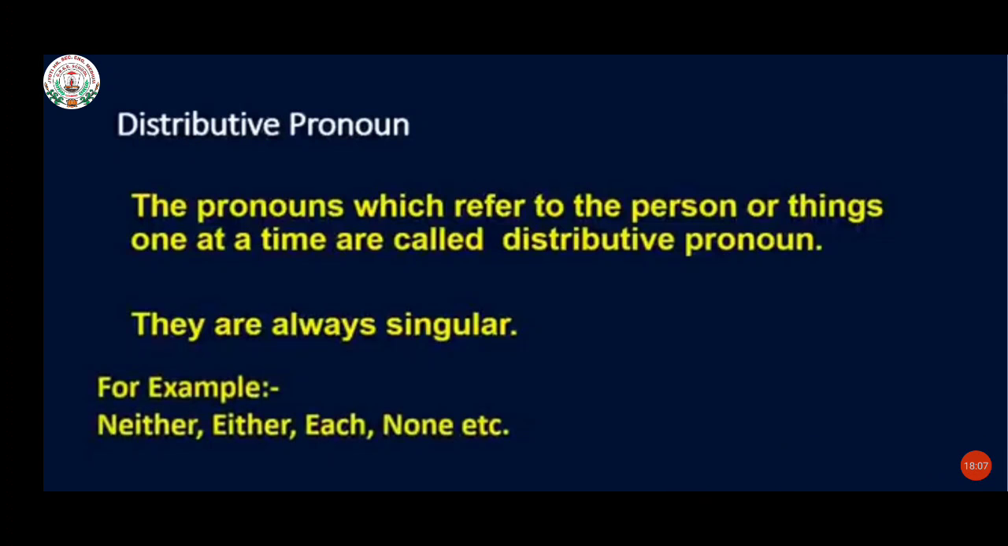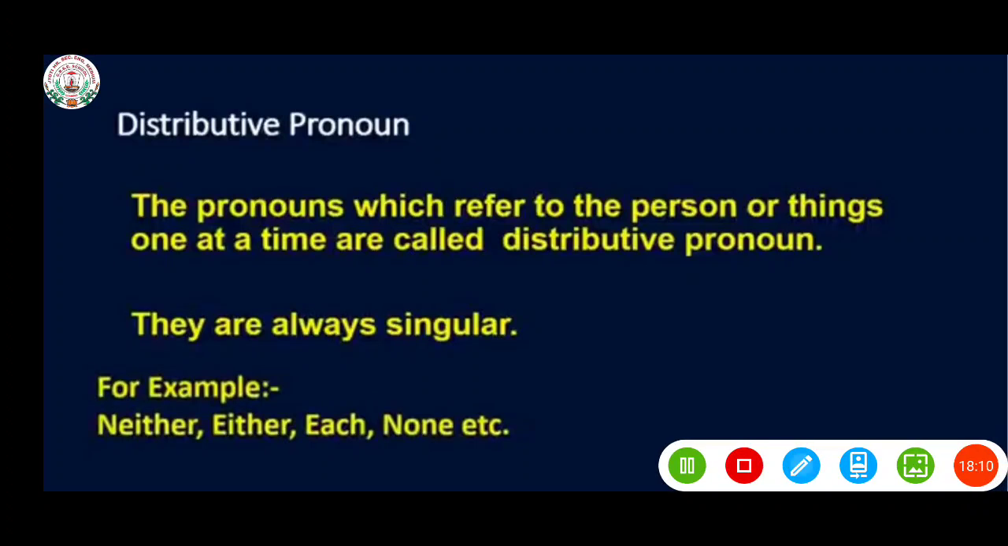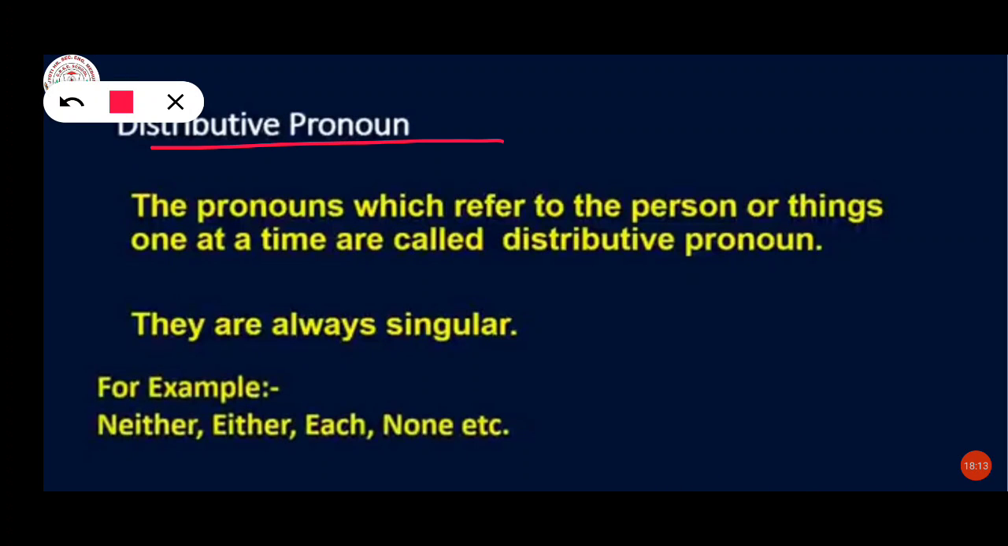Now next, as you can see, is distributive pronouns. Now what is a distributive pronoun? The pronouns which refer to the person or things one at a time are called distributive pronouns. For example, students, each, either, neither, none, etc. All these come under distributive pronouns. These are the words of distributive pronouns.